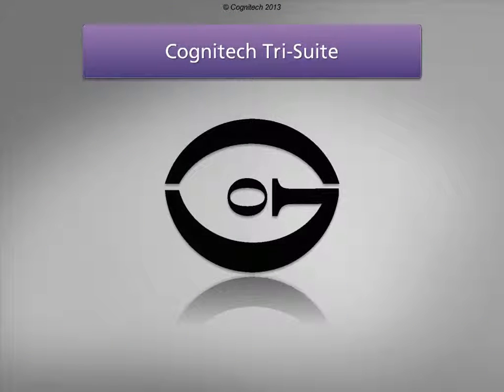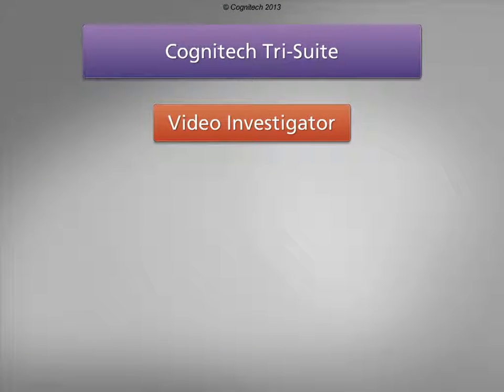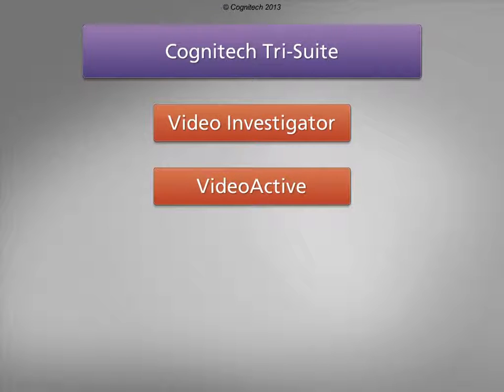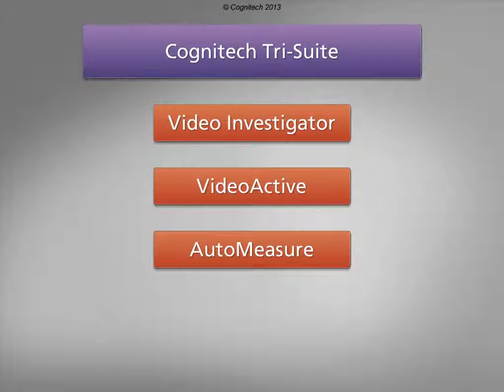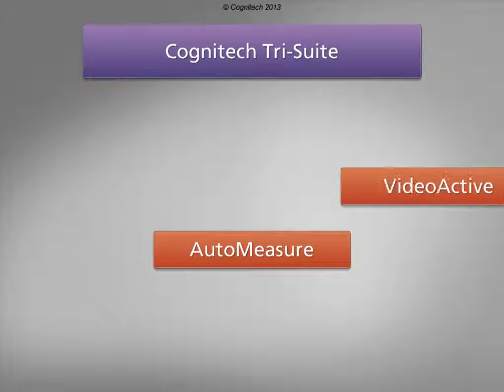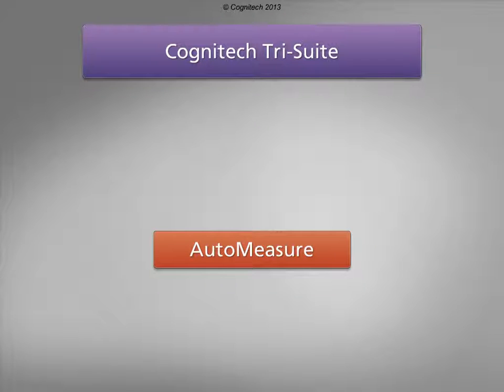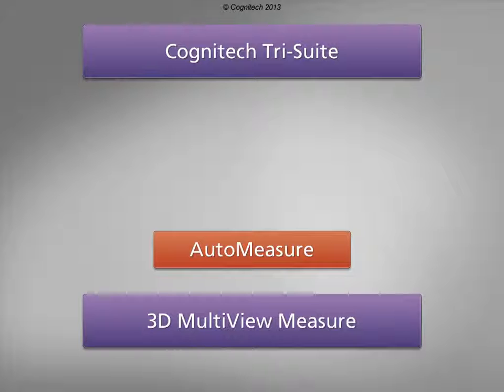The Cognitech Tri-Suite software package includes Cognitech Video Investigator, Cognitech VideoActive, and Cognitech AutoMeasure. AutoMeasure is Cognitech's comprehensive image processing platform for accurately measuring objects or people. One of AutoMeasure's primary functions, 3D MultiView Measure, will be covered in this interactive tutorial.